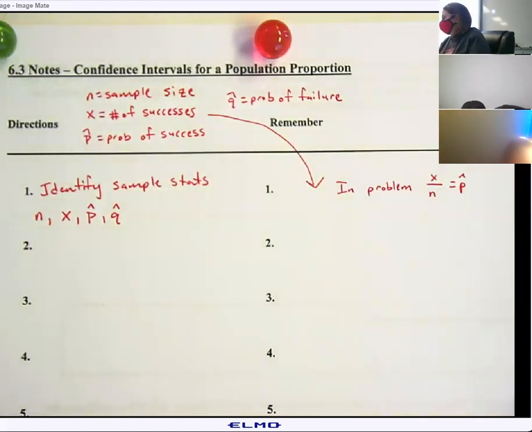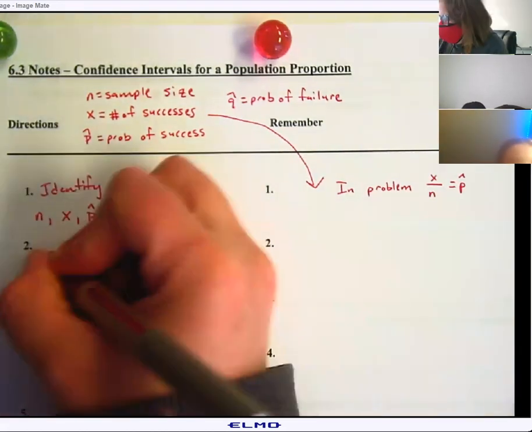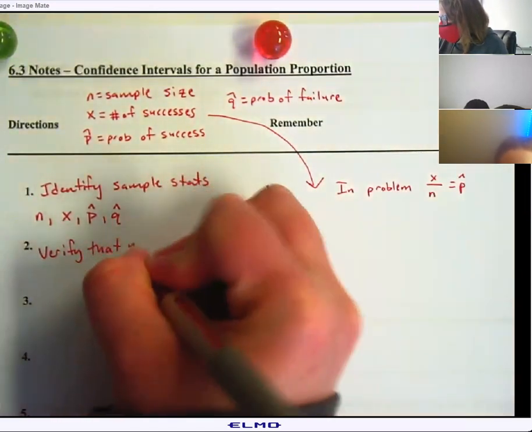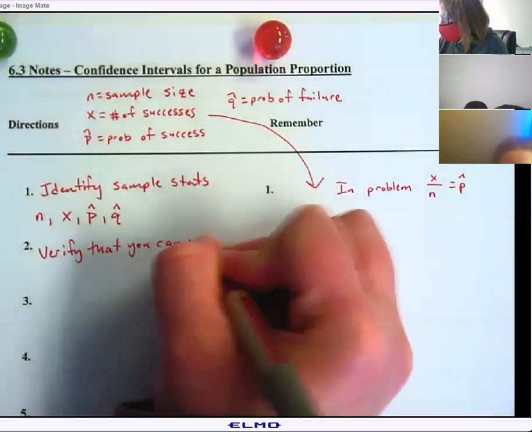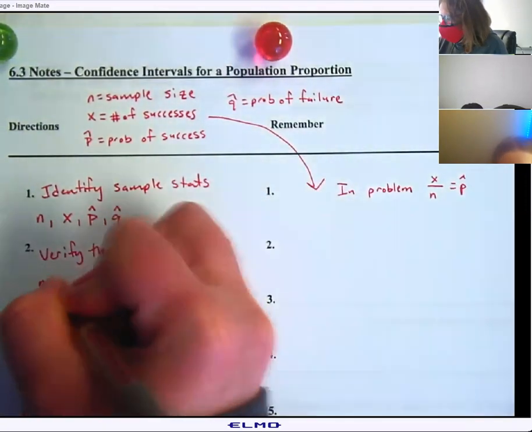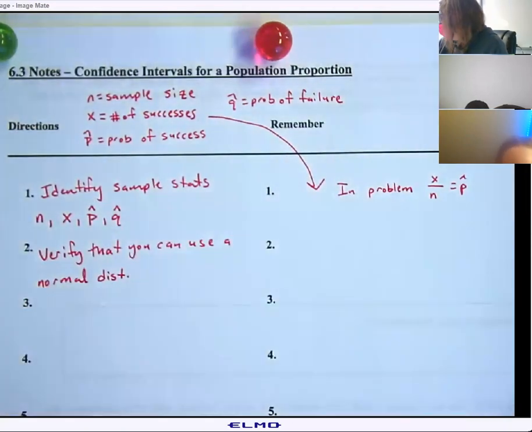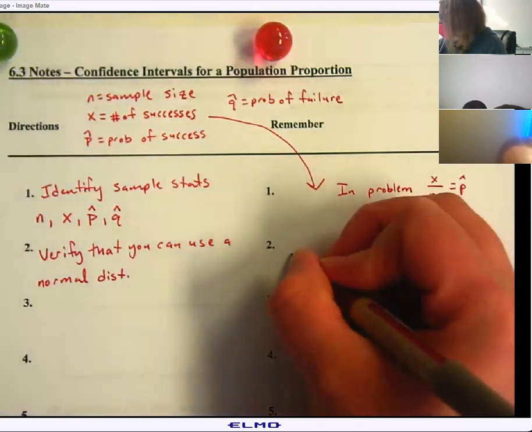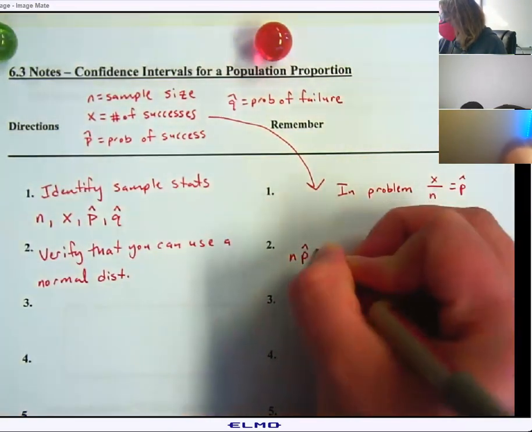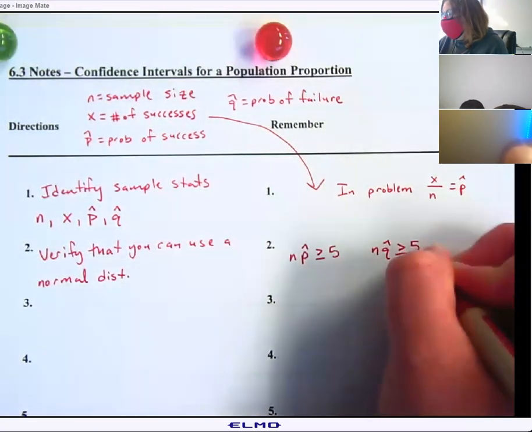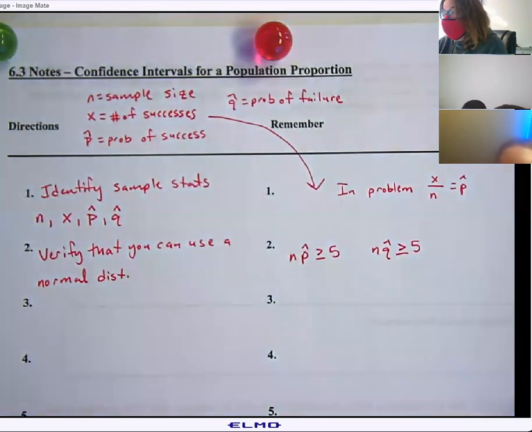Next up, you have to verify that you can use a normal distribution, because this is all based on a normal distribution. We're going to use that chart on A16, which is a normal distribution, which means that N times P hat has to be bigger than or equal to 5, and N times Q hat has to be bigger than or equal to 5. We've already done that before, right? In chapter 5, remember this?